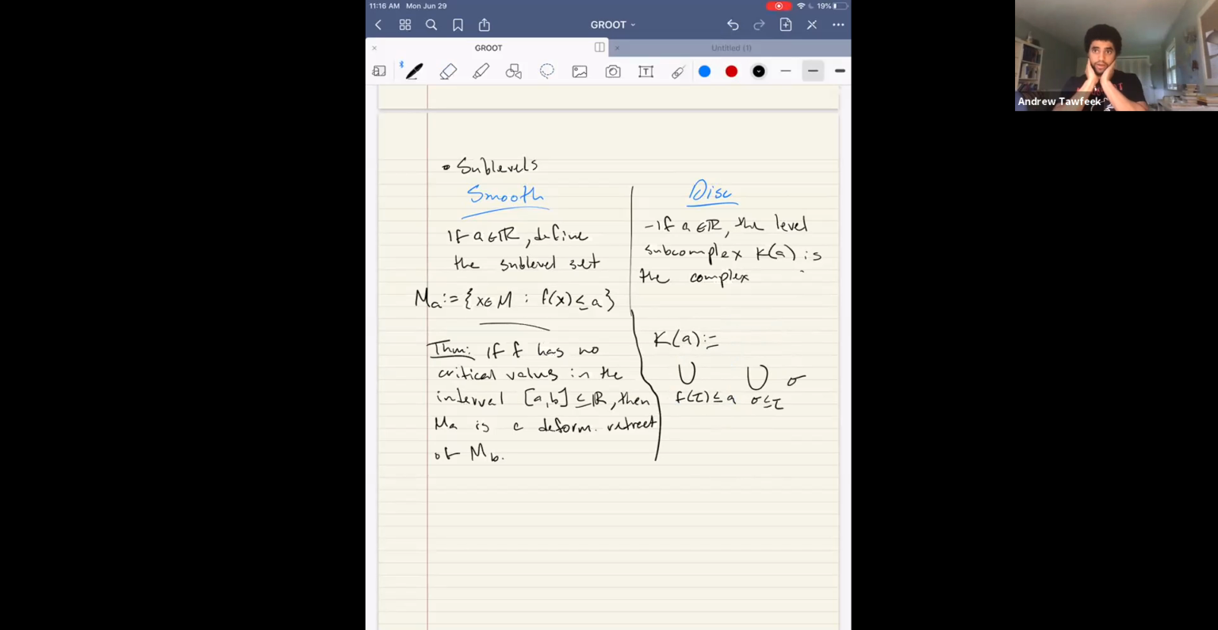So there we go. It's the union of all the simplices that have this condition, which is similar to what we have over here on the left side, but we also need that extra condition that we also want all the things that are contained within those in order for it to actually still be a simplicial complex. And here's the theorem on this side. If f has no critical values in the interval AB subset of R, then KB collapses to K of A.